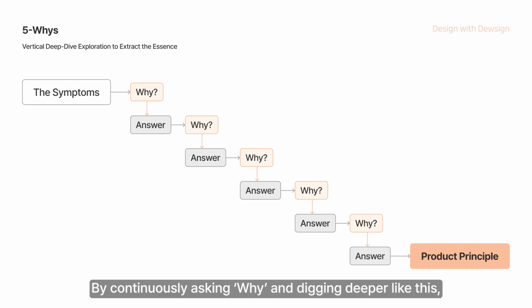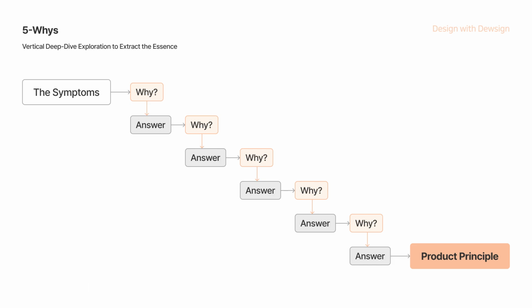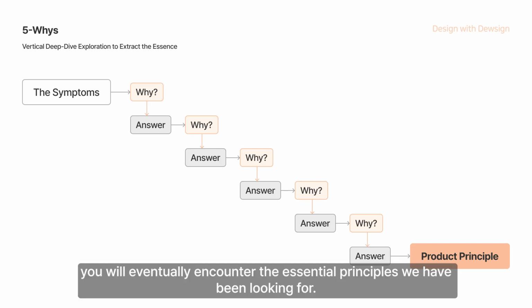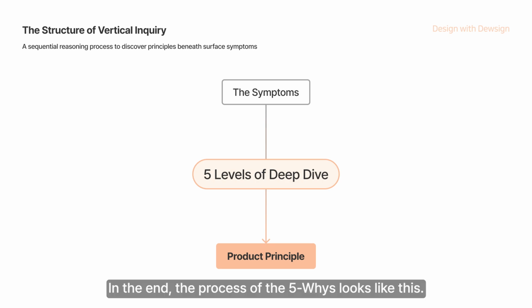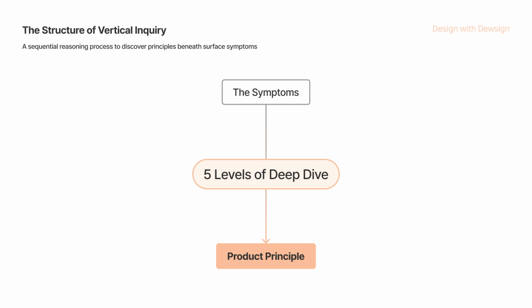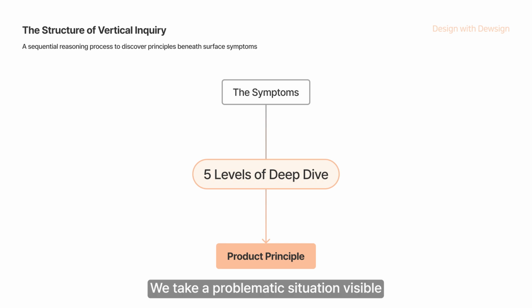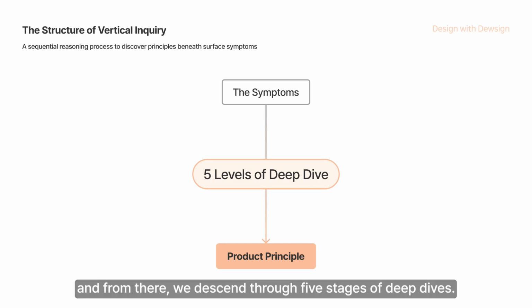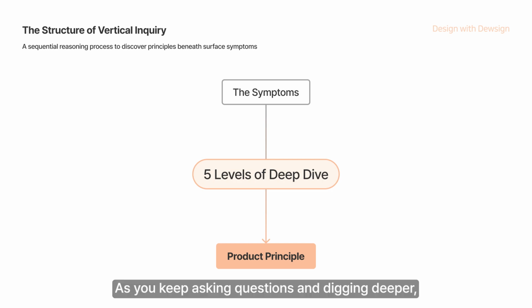By continuously asking why and digging deeper like this, you will eventually encounter the essential principles we have been looking for. In the end, the process of the 5 whys looks like this. We take a problematic situation visible right in front of us as a starting point, and from there, we descend through 5 stages of deep dives. As you keep asking questions and digging deeper, you will eventually reach the core, and that is exactly when we derive the true principles that will hold the center of our product.